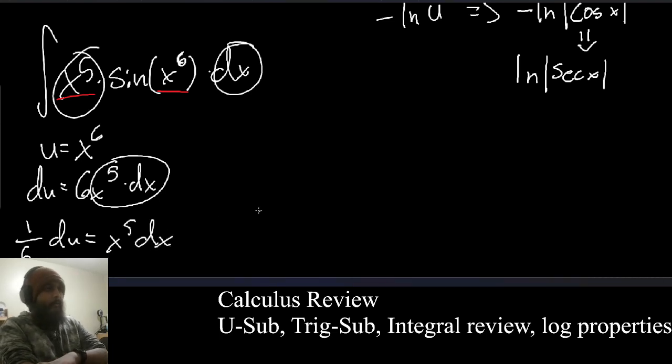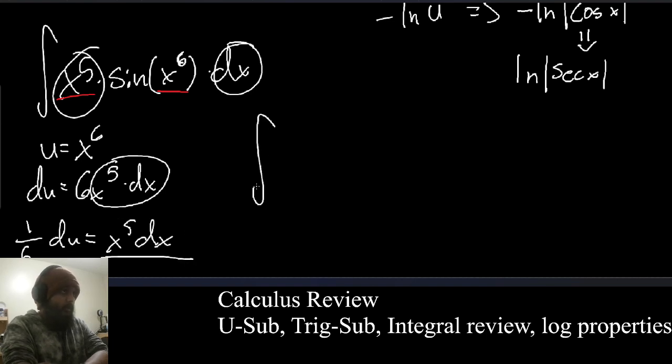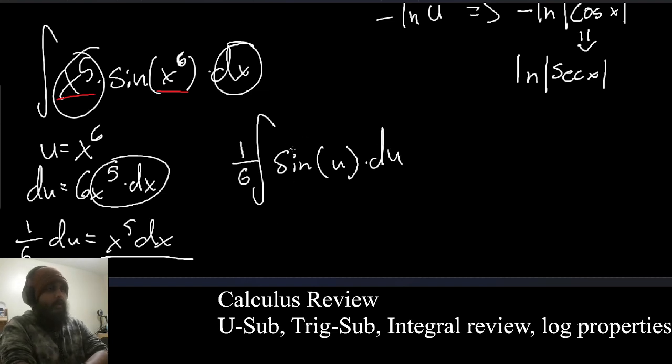Is that what you meant? Yeah. Okay, cool. So we have our x to the fifth and dx. That's going to be our 1/6 du. So I'll write 1/6 out in front. And then, of course, u is just x to the sixth. So we have sine of u du. And you know how to evaluate this.